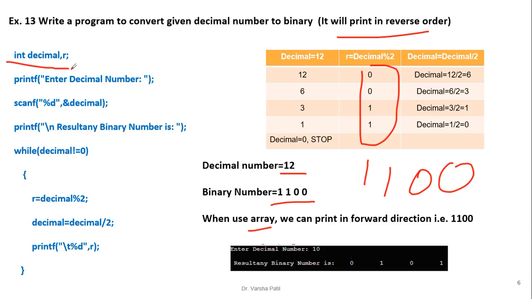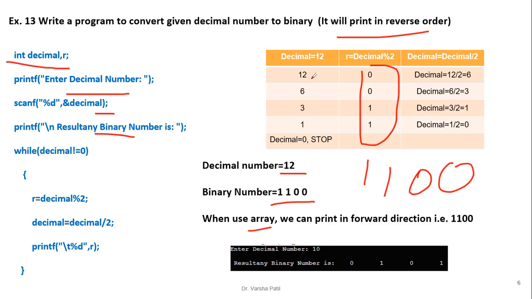Now, integer decimal; enter decimal number; resultant binary number is. Here we are using the mod operator and the quotient operator. The decimal is 12, so we first divide that number by 2 and check the remainder.